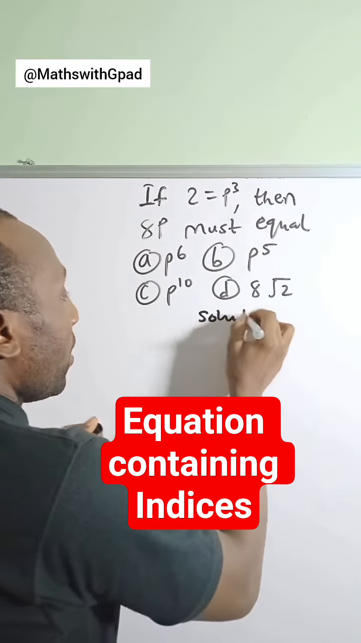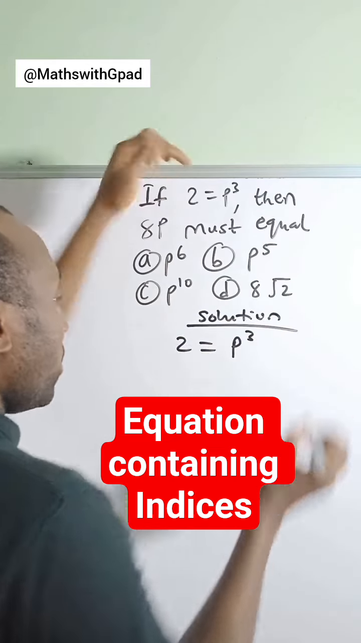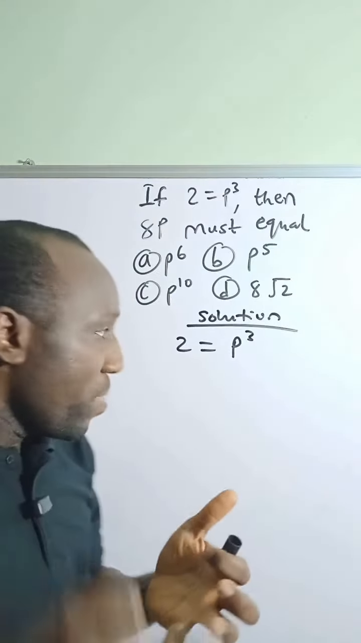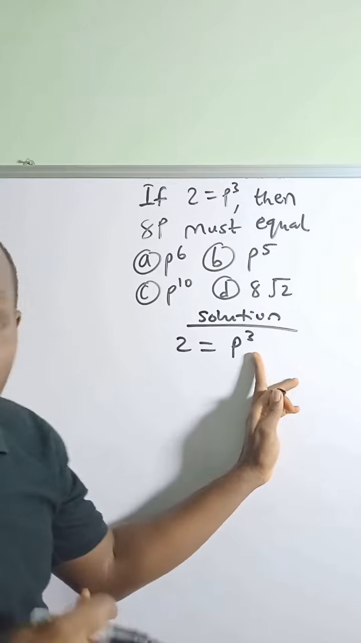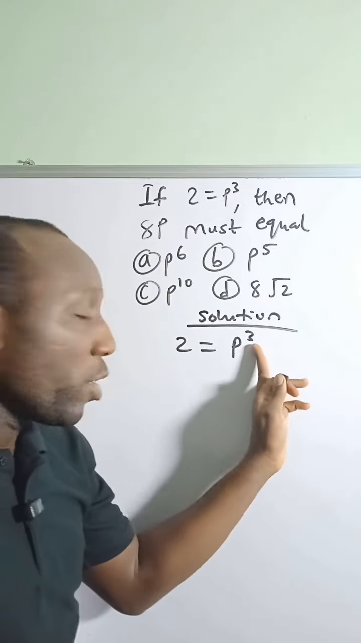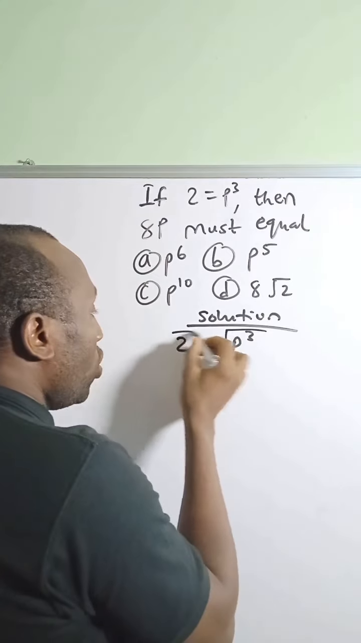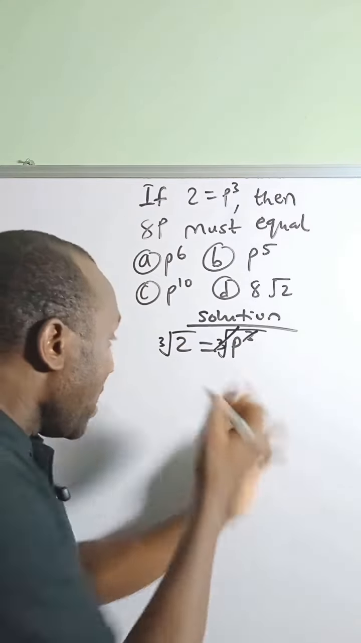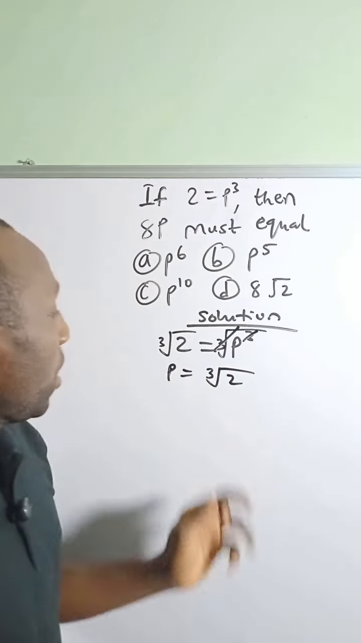Let's start by writing out this. 2 is equal to p raised to power 3. All right. Now, let's get a value of p first of all, not p raised to power 3. I'm going to cube root both sides to get rid of the cube here. So let's quickly do that. Cube root this one and cube root this. So this cube root gets rid of the cube, and p is equal to the cube root of 2.